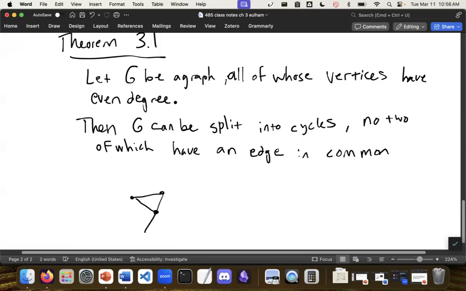this one. This was Eulerian, right? So we can split it into cycles which don't share an edge. Like this is C1, that's C2. Yeah, I'm not a huge fan of how they structured this one. I feel like we got the intuitive definition, and so then we should just go with it. But alas.